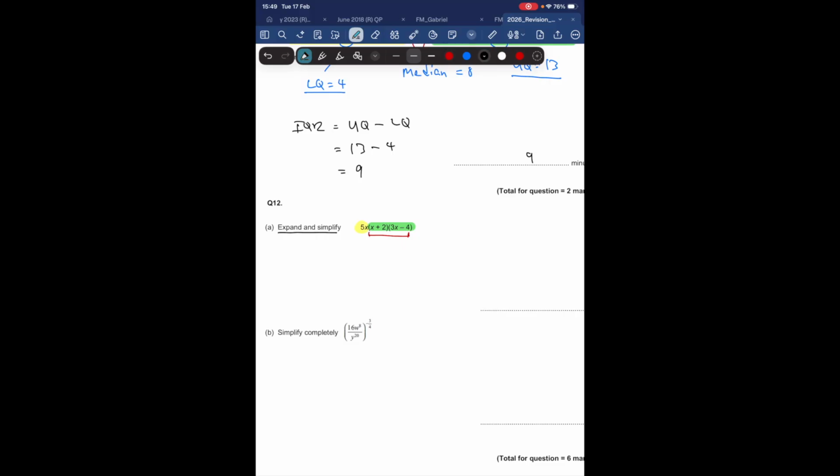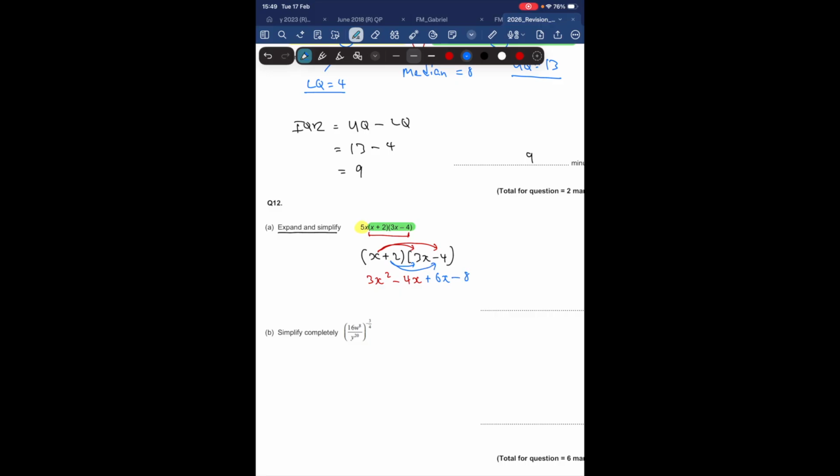So the first thing I'm going to do is multiply out the x plus 2 times the 3x minus 4. This is a normal double bracket, so if I multiply this out, 3x times x will give me 3x squared. x times minus 4 will give me minus 4x. And then if I multiply the 2 by the 3x, I'm going to get 6x. And then plus 2 times minus 4 will give me minus 8.